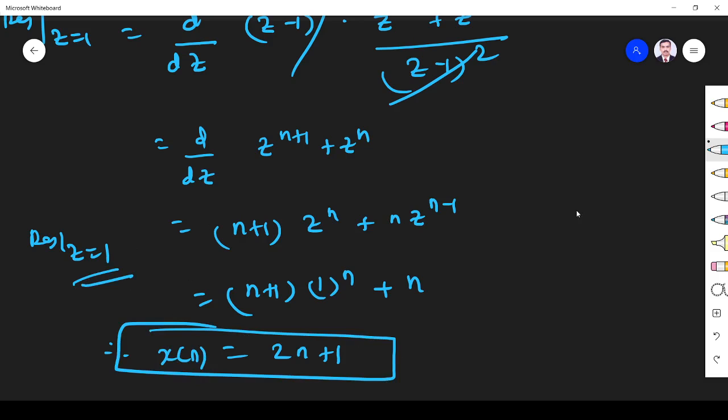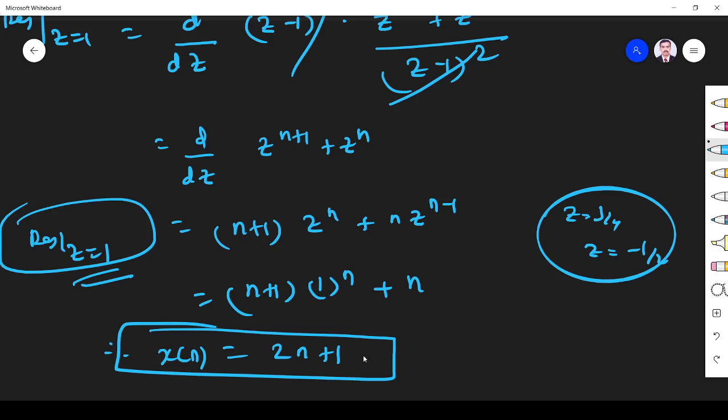In the earlier problem, we had z is equal to 3 by 4 and z is equal to minus 1 by 2. So for that, I had to find two different residues and add them. Here I have only z is equal to 1. So I got the answer as x of n. I don't need to find another thing, so stop here. So x of n is equal to 2n plus 1.